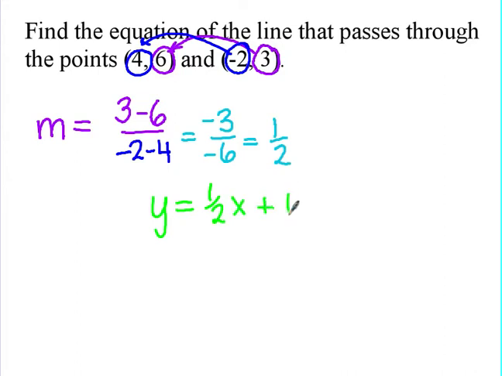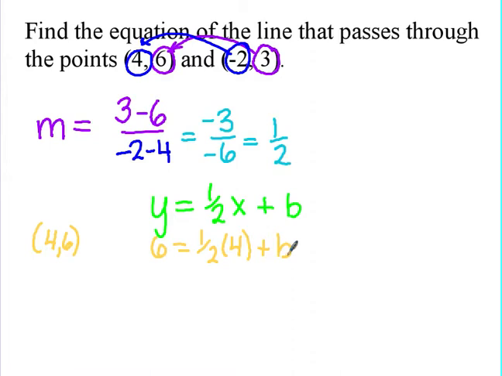Do we know what b is? We don't know what b is, so we've got to find what b is. Okay, so I'm going to take a point. In this case, I'm just going to use the first point. Could I use the second point? Yeah, doesn't matter. So I'm going to plug in 6 for y and 4 for x.